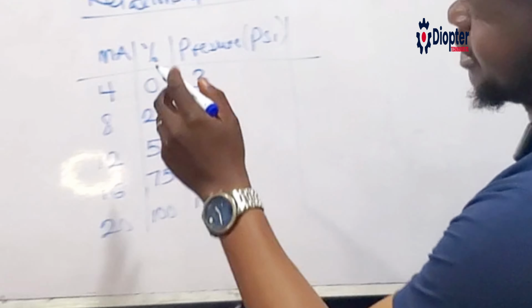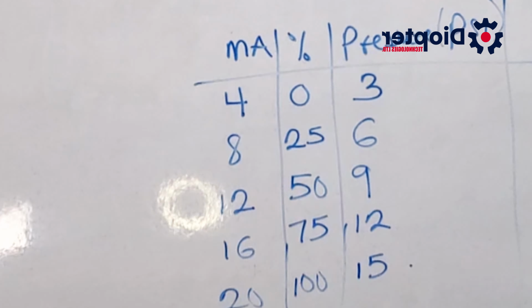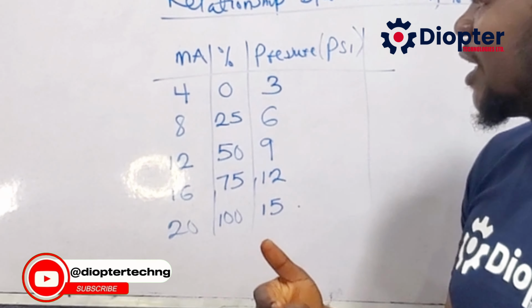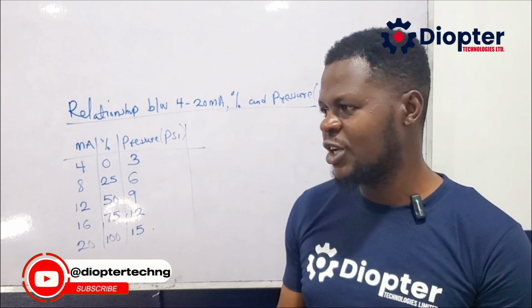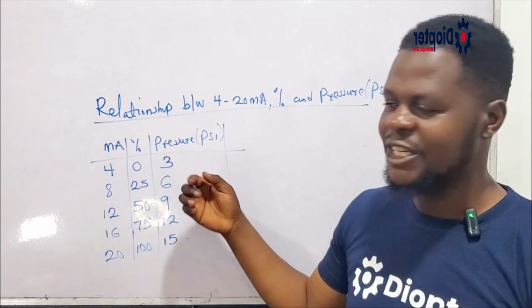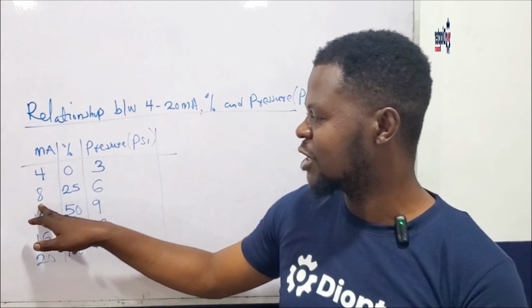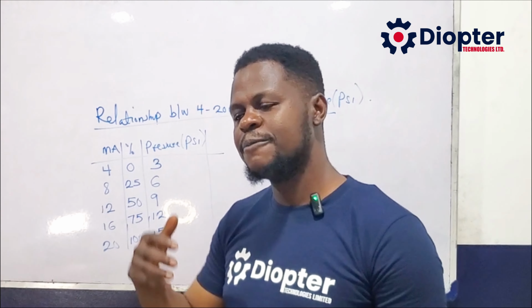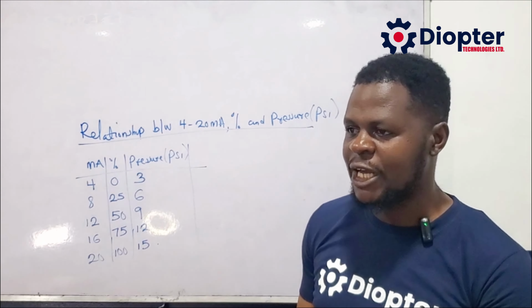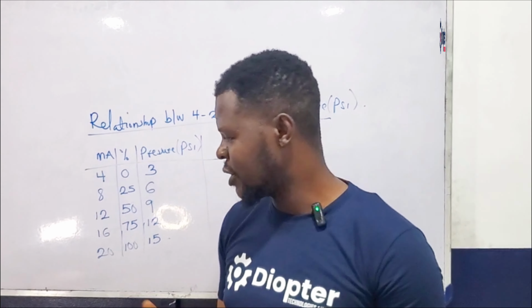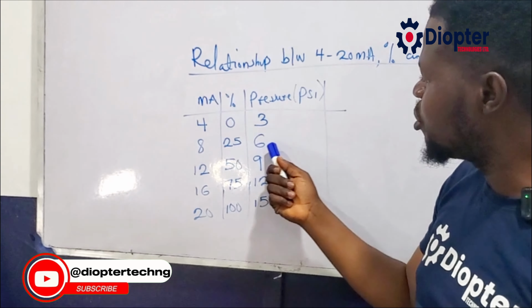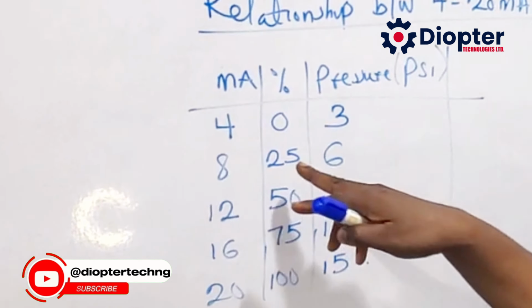So when I send a 4 milliamp signal, let's say to a control valve, the positioner of the control valve is able to convert these 4 milliamps to pressure, and the corresponding pressure any 4 milliamp signal will give me will be 3 PSI. When I send out an 8 milliamp signal, let's say to a control valve again, the positioner converts this 8 milliamps to pressure because the positioner has the current to pressure converter. The pressure I will have will be 6 PSI, and this 6 PSI will be enough to either open the valve or close the valve 25%.